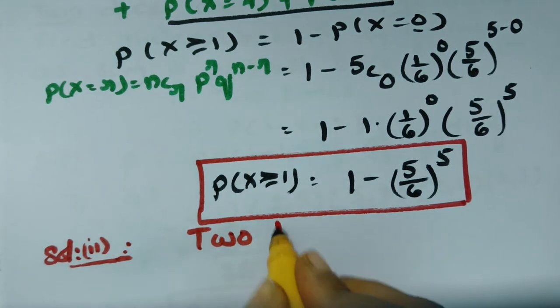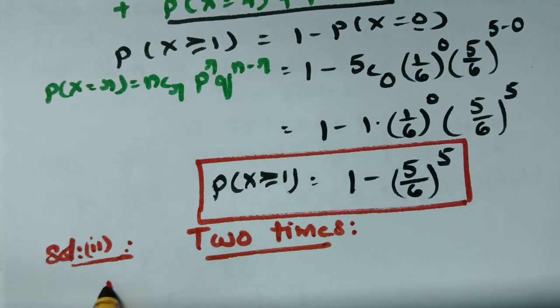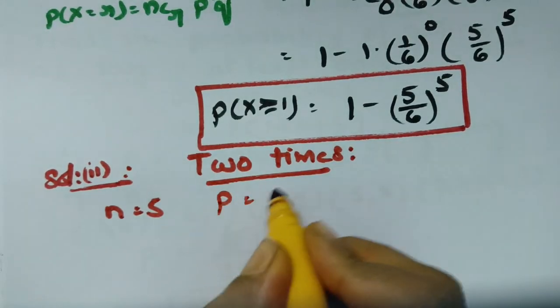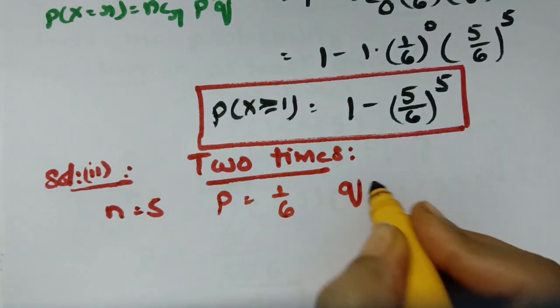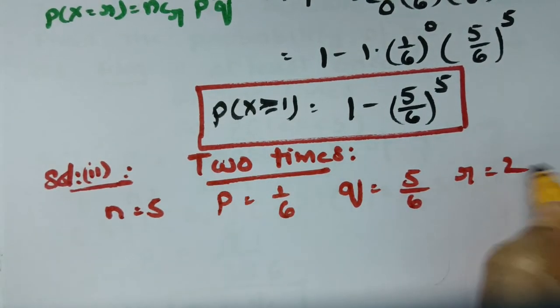2 times, here our value is rightly 2. And therefore, n is equal to 5. So, here n is equal to 5. And we have p is equal to 1 by 6, q is equal to 5 by 6, and r value is equal to 2 here.